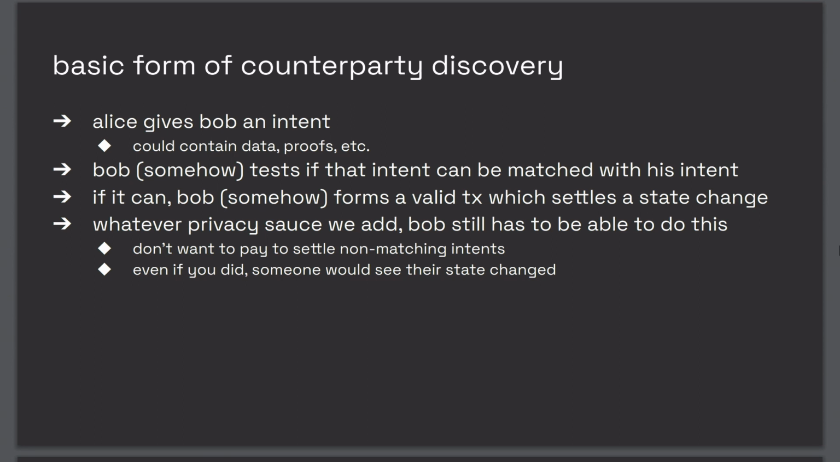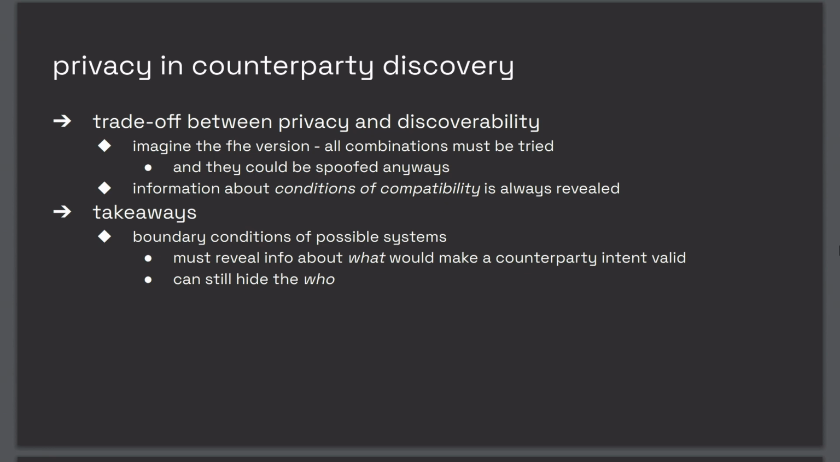Usually in counterparty discovery, you want to find people, and you only need to settle a state transition if you found people with whom you have compatible preferences. Plus, even if you did settle everything, even if it doesn't match, someone would see that their state was changed, right? So there's this trade-off. When you add privacy to counterparty discovery, there's a trade-off between privacy and discoverability.